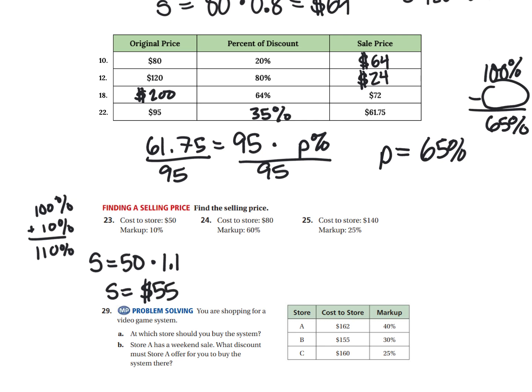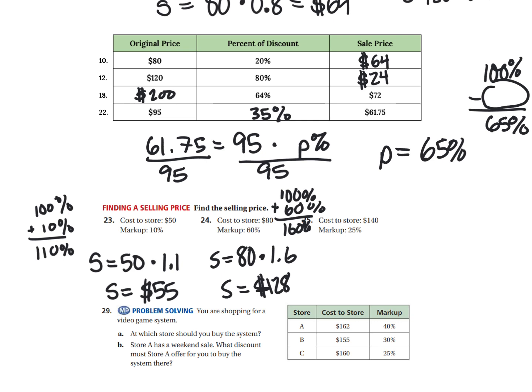Next up, we've got the cost of the store is 80 and the markup is 60%. For this one, my cost S is going to be that $80. We're going to multiply it by our new percentage. Right, 100% would be my cost of the store. I'm going to add the 60% markup they're making on it to get 160%. That as a decimal is 1.6. When we do that, 80 times 1.6 is $128.